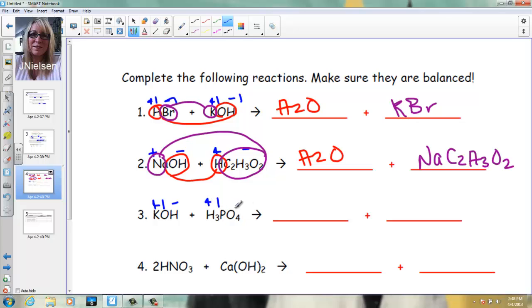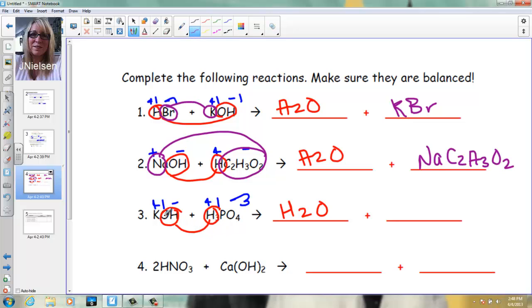In the next one, my plus goes with my minus, my plus. Now here, PO4 has a -3 charge. This is going to give us some problems when we go to balance. So let's do the easy part first. H and OH makes water. Remember, I don't bring the 3 with me. The 3 by the H is only there because it combined with phosphate. This is simply H2O.